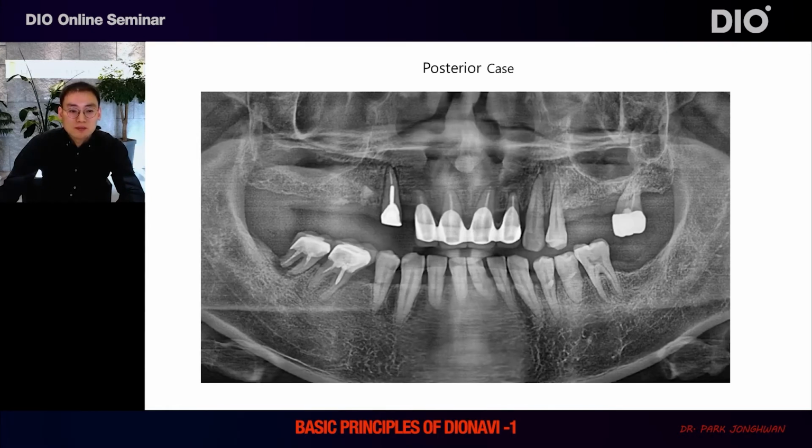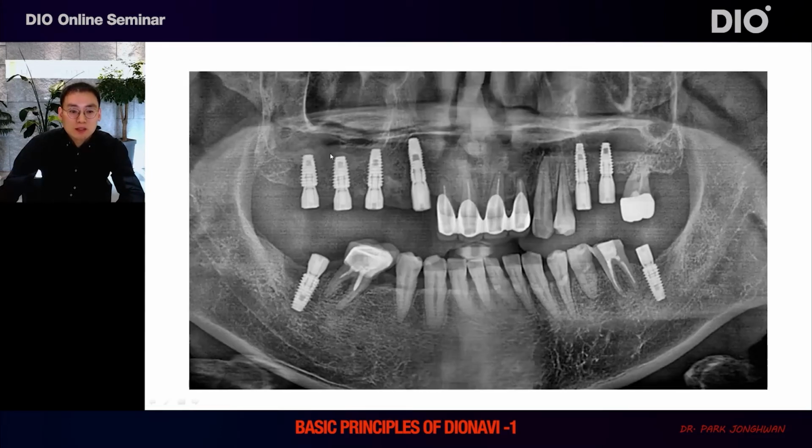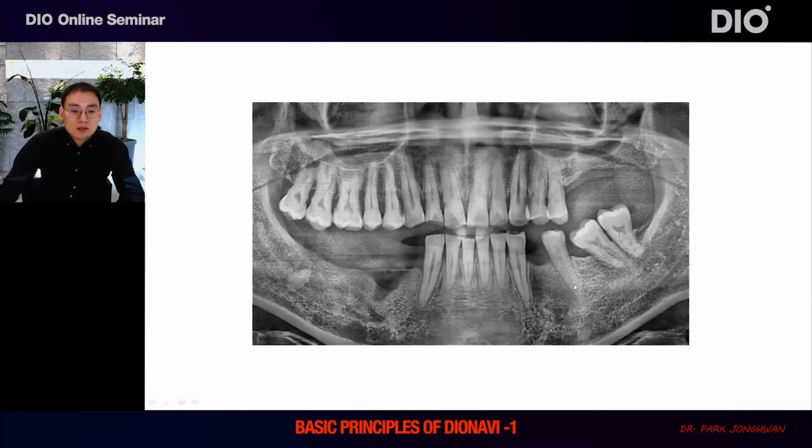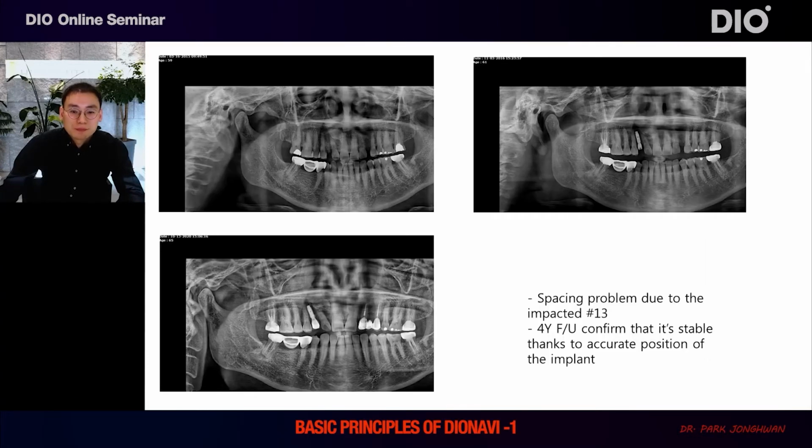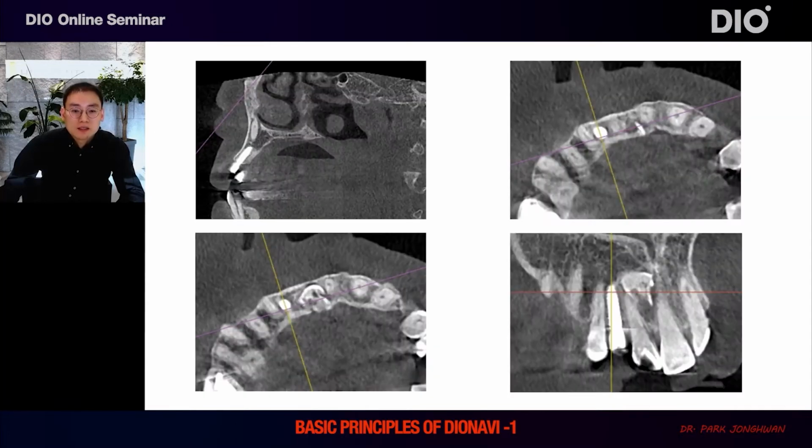It's another case involving the molar area. If you look closely, you'll see that I performed the maxillary sinus augmentation surgery with DIO. These cases turned out really well. This is a temporary prosthetic. It's going in as a temporary prosthetic. If you look, this is a sinus augmentation surgery. The number 13 tooth was hidden, and there was spacing, so the space is quite small. So I followed up with DIO for 4 years. It turned out pretty good.